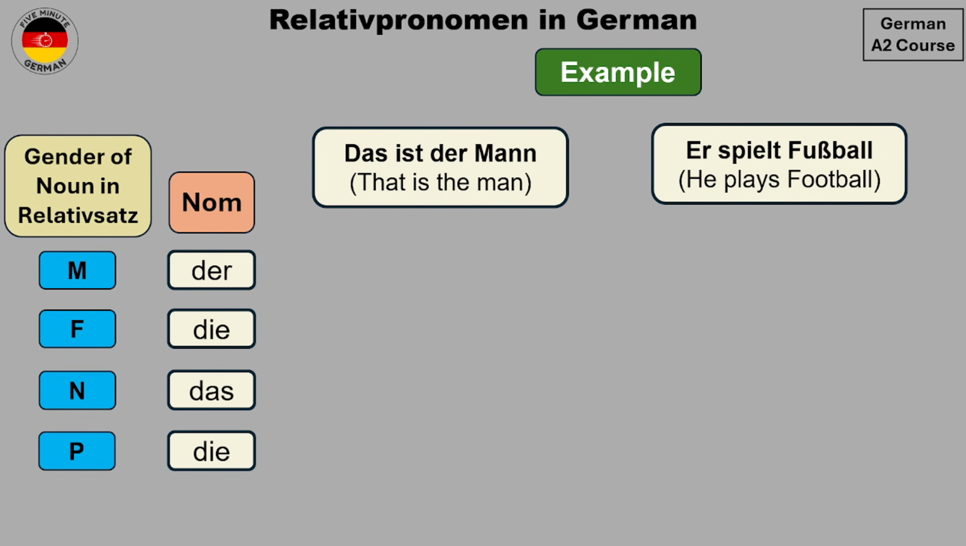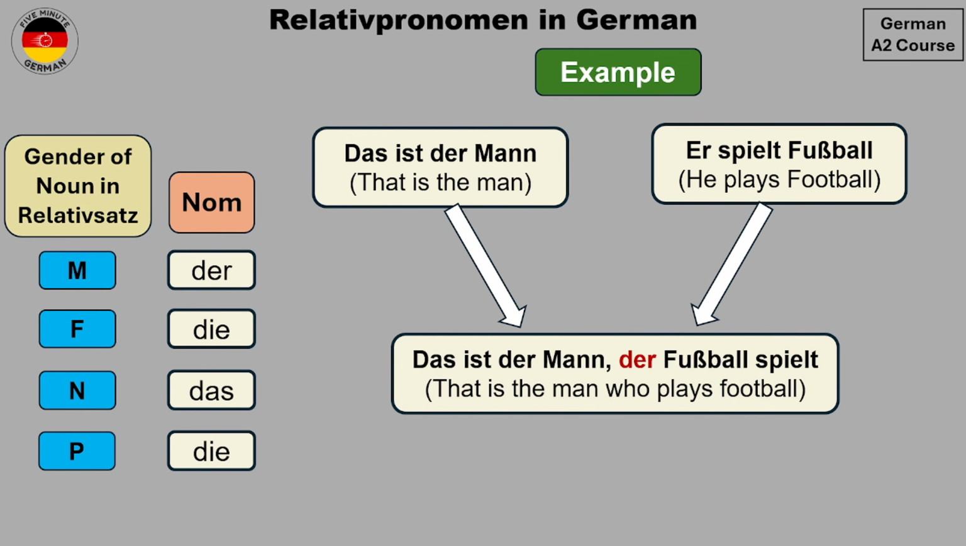Now we can combine them together to form the sentence, "Das ist der Mann, der Fußball spielt," which means that is the man who plays football. Now in this sentence, you see that there is the relative pronoun "der." And why have we used "der" there? Because it refers to der Mann. And as you see over here, that Mann is masculine. So that's why we have used the relative pronoun "der" there.